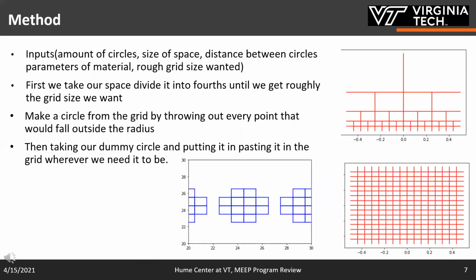FDTD does not do a good job of interacting with curved edges, so we made our circles out of lots of tiny squares. In order to do this, first we tell the program roughly how big we want our grid size to be and how big of a space we want it to be in. Then the program will take the space of the grid that we gave it, split it up into quarters until it gets roughly the grid size we wanted. Afterwards, it will make one circle of radius x by throwing out every point that is farther than x from 0, 0. The remaining points can be thought of as one circle. And we can use those remaining points to shift the circle left or right.